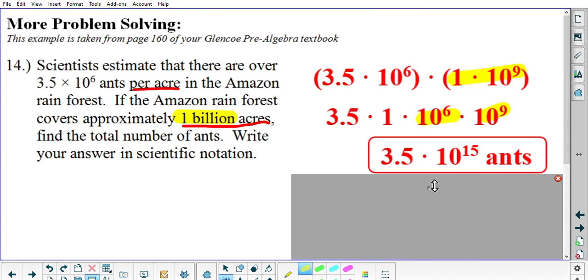And that concludes the guided notes on multiplying and dividing with scientific notation.